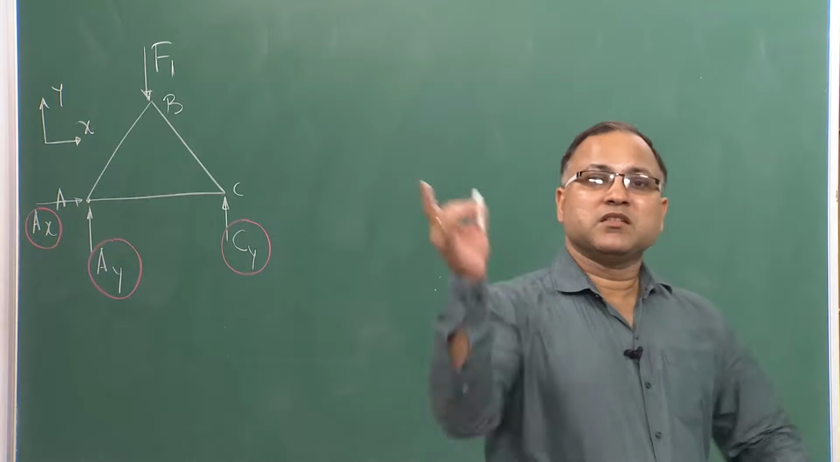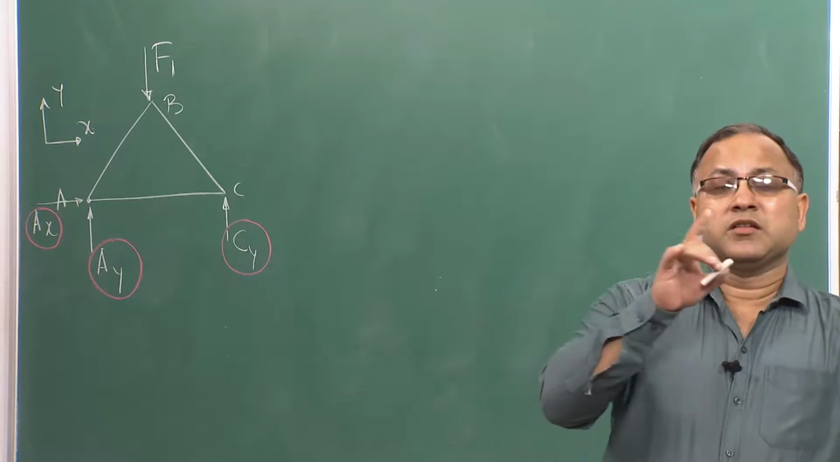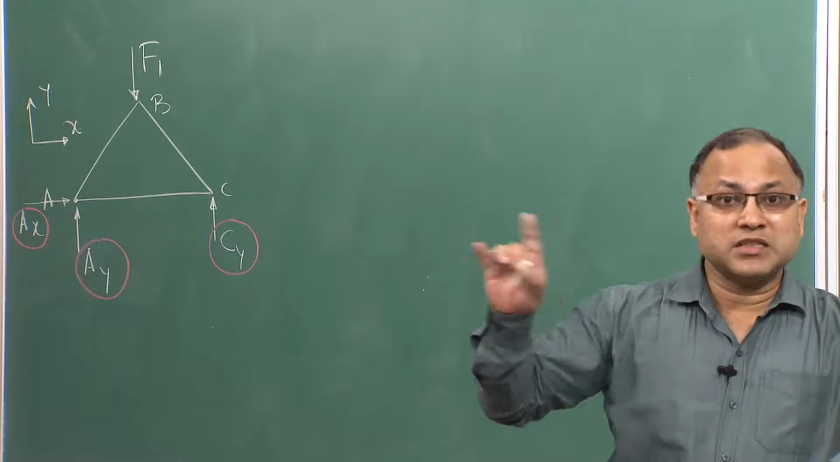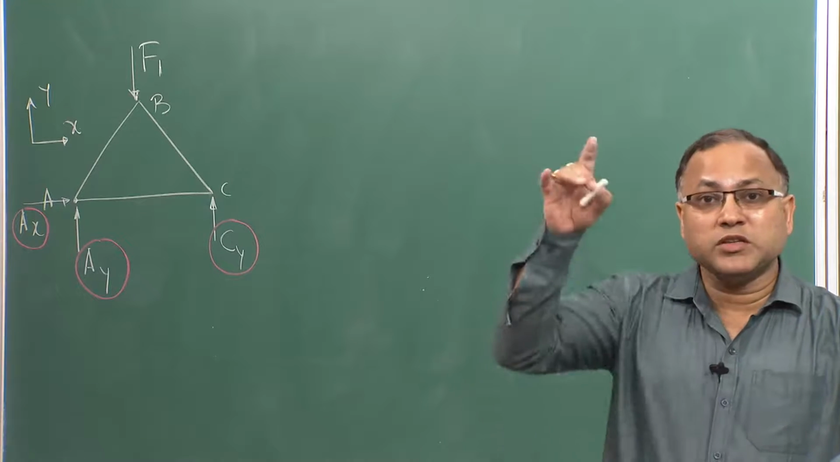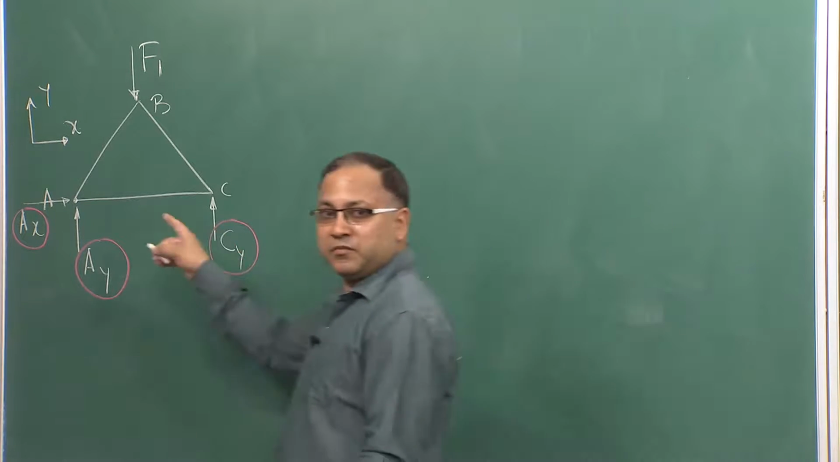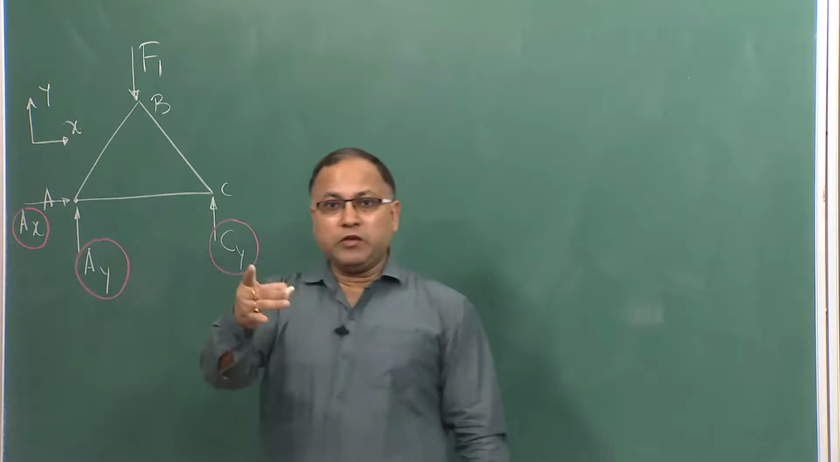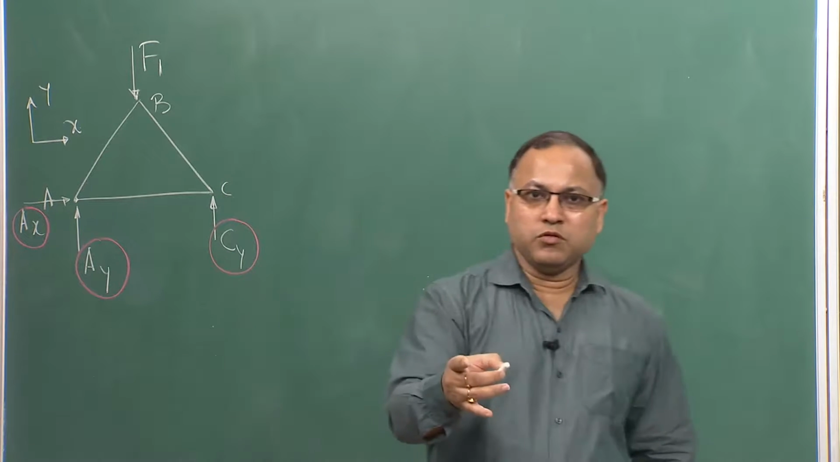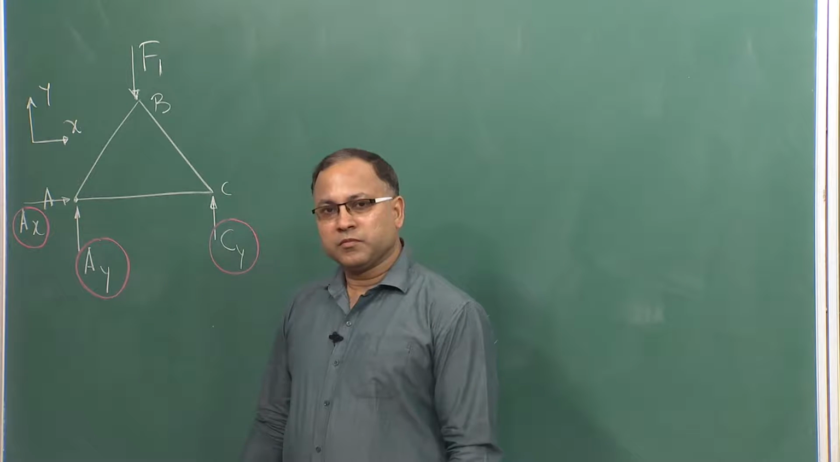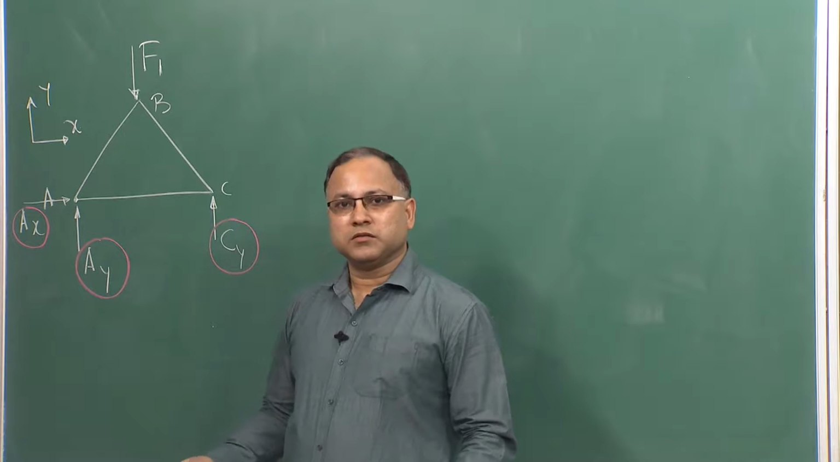What are those? Summation of Fx equal to 0, summation of Fy equal to 0. So, these two equations of equilibrium are available with you at that particular joint. Two equations of equilibrium are available and there are two unknowns. So, you can solve it.